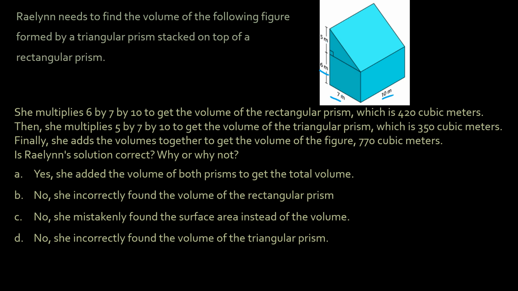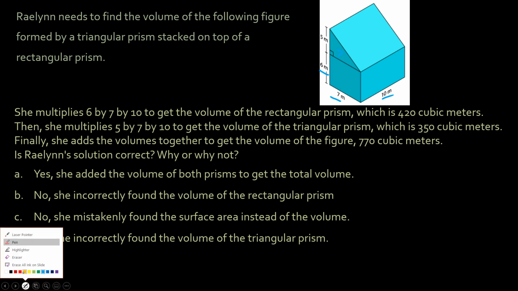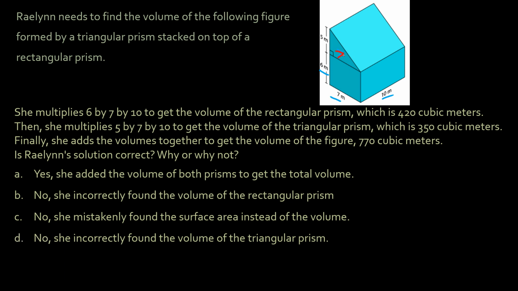However, if this bottom side here is 7, that means this bottom side is also 7. Let me get a color that I can actually write on here. So this is also 7 meters, and this is also 10 meters. Now, here is where knowing the formulas is crucial. It says that she multiplies 6 times 7 times 10 to get the volume of the rectangular prism. That's good, right? You just multiply all three of those together. Then it says she multiplies 5 times 7 times 10 to get the volume of the triangular prism on top.